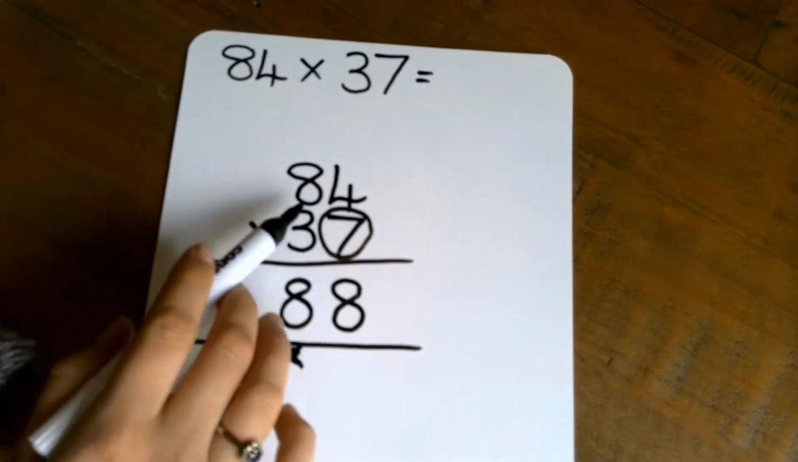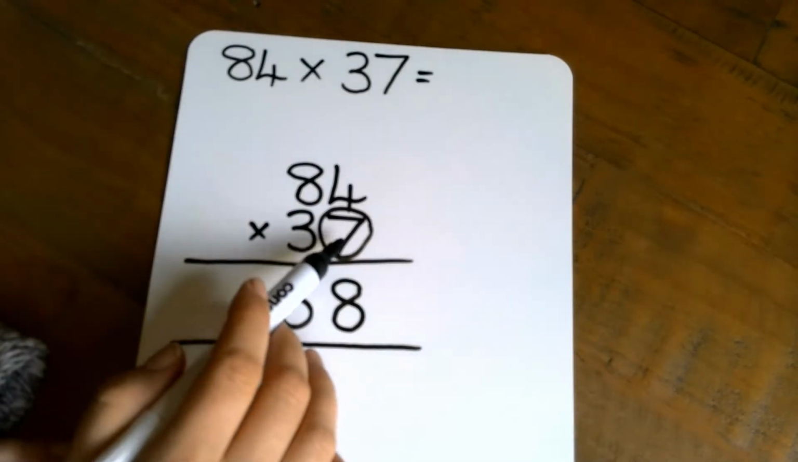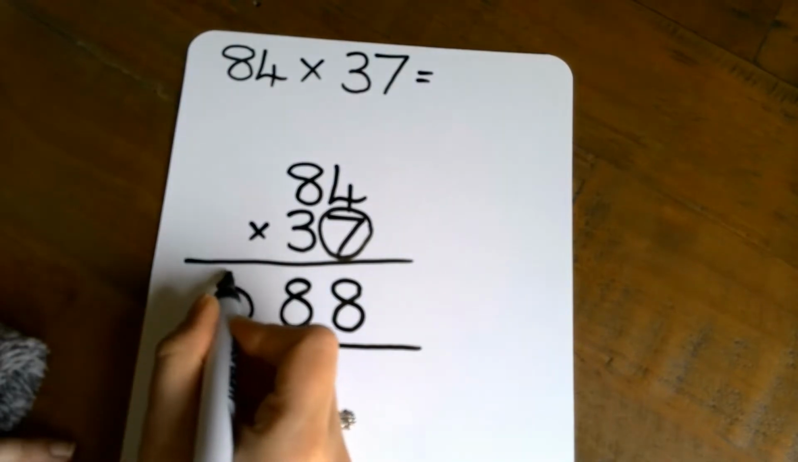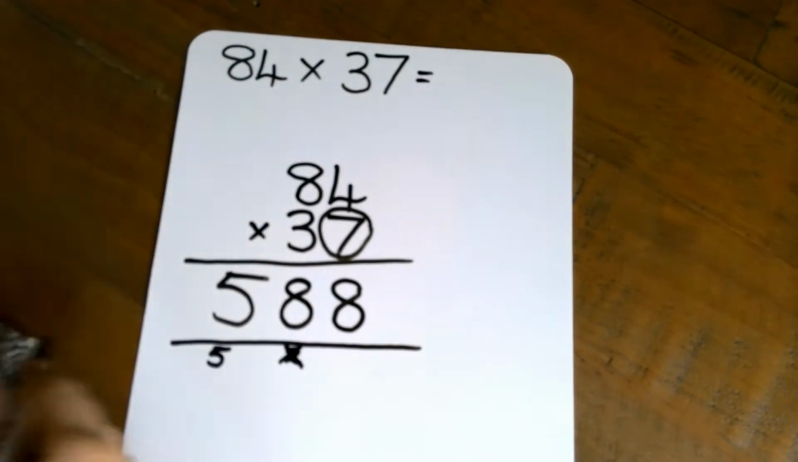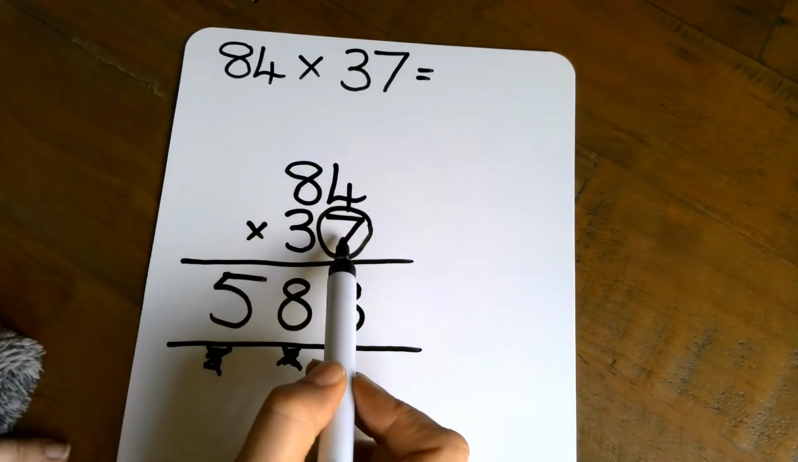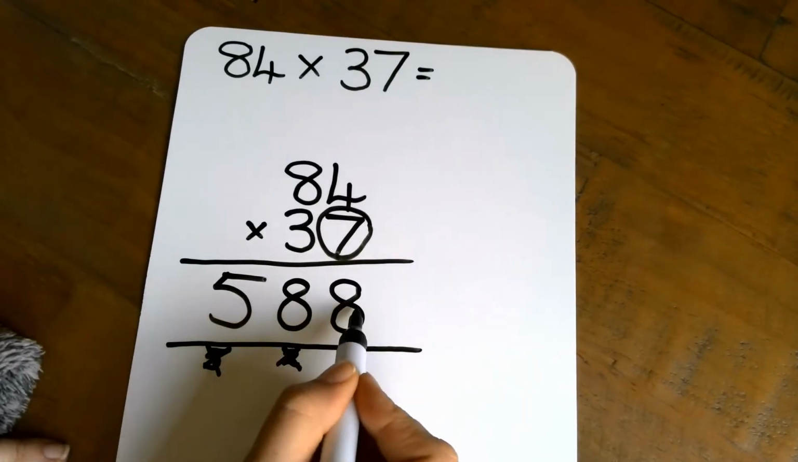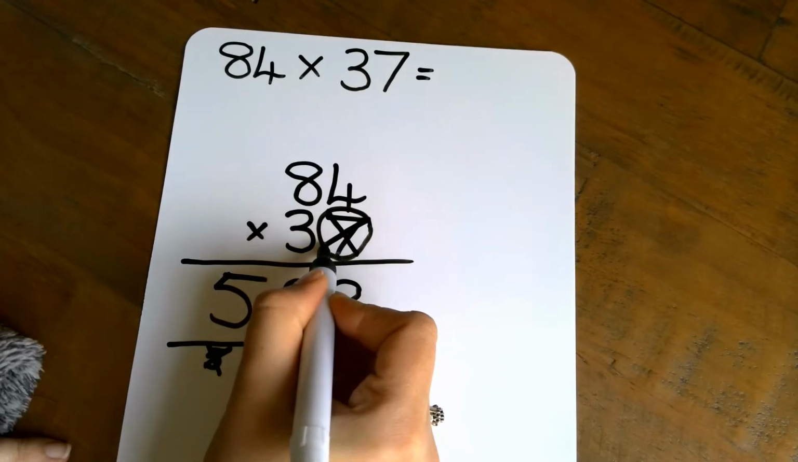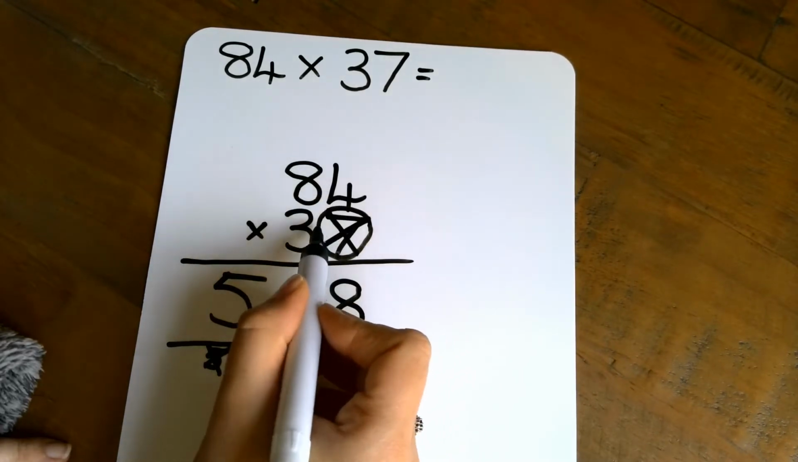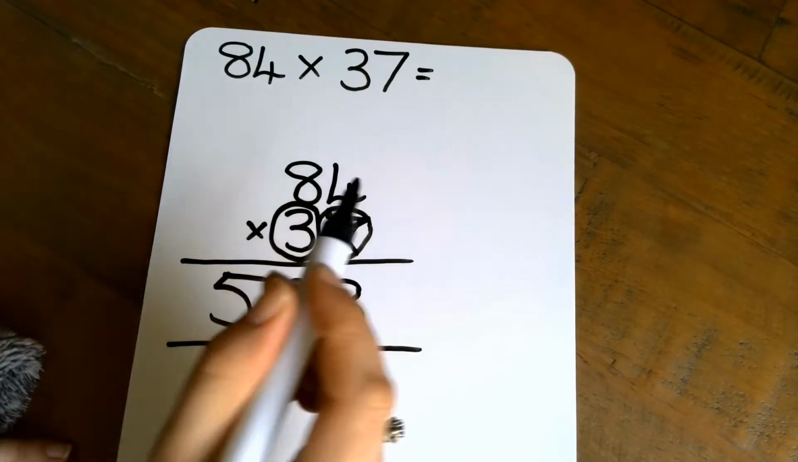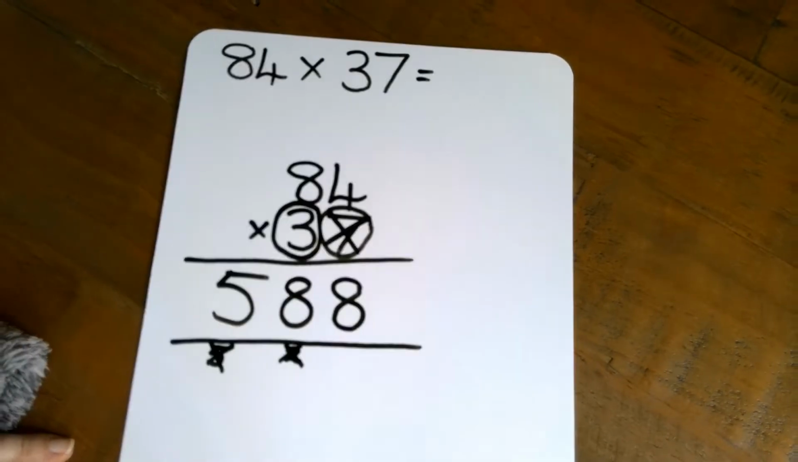There's nothing else left to multiply by the 7. Put the 5 up into the correct place. I've used that. So I've now multiplied 84 by 7. This is my answer here. That's done. I'm now going to multiply 84 by this 3, which we know is actually 84 multiplied by 30.